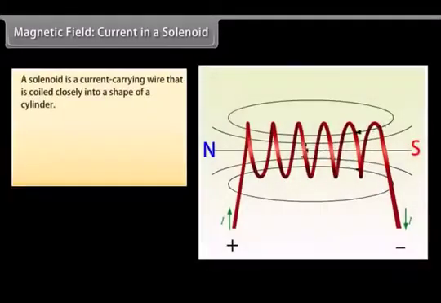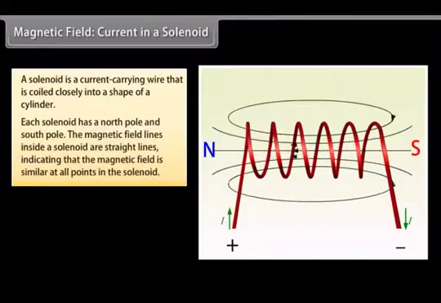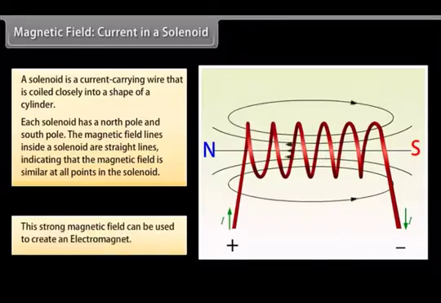Magnetic field. Current in a solenoid. A solenoid is a current-carrying wire that is coiled closely into the shape of a cylinder with the turns as close together as possible. This is similar to a bar magnet. Each solenoid has a north pole and south pole. The magnetic field lines inside a solenoid are straight lines and indicate that the magnetic field is similar at all points in the solenoid. This strong magnetic field in the solenoid can be used to magnetize magnetic materials. This type of magnet is called an electromagnet.